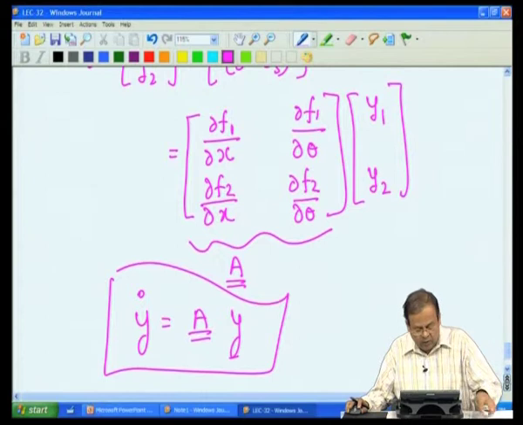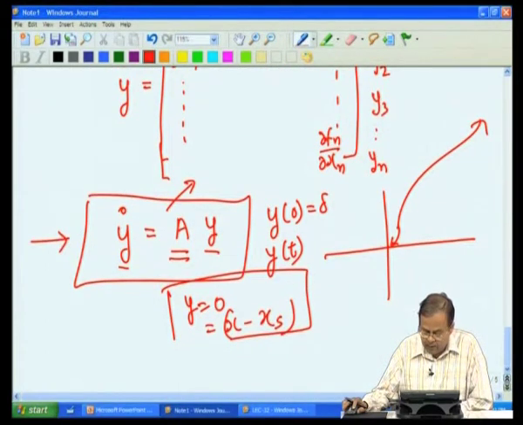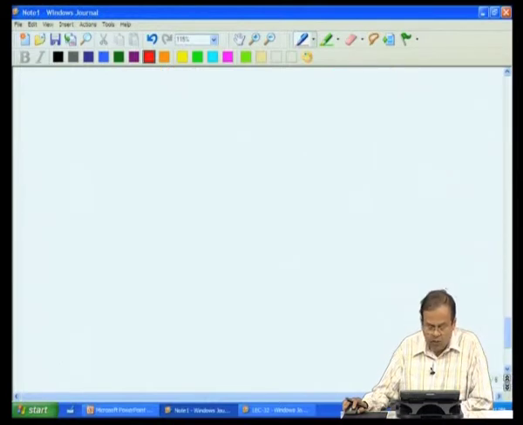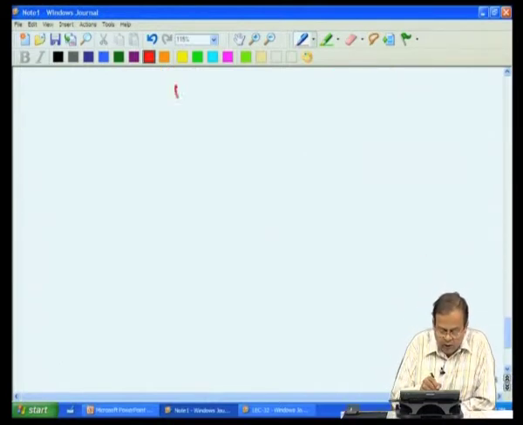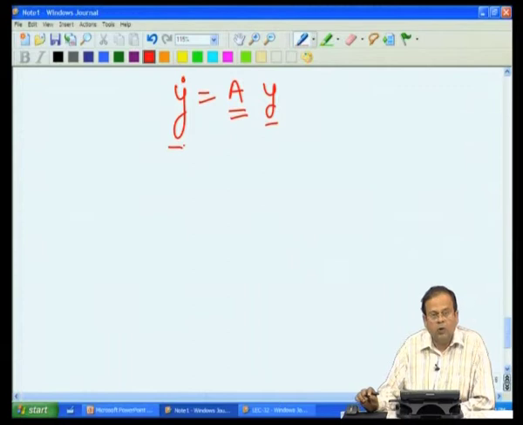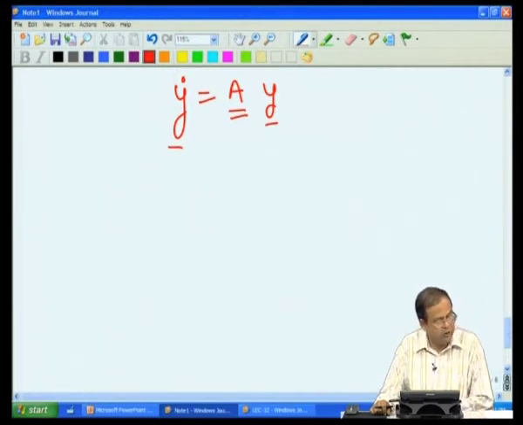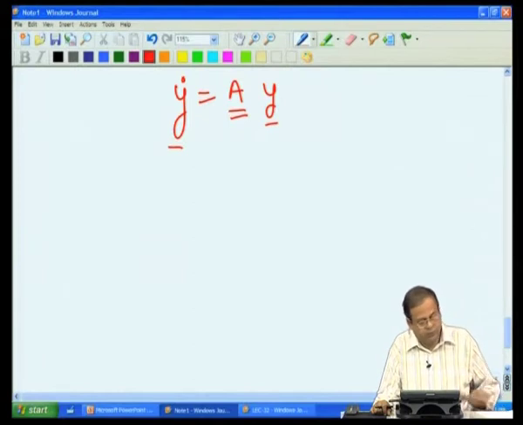Now, how do we get the solution of this y? To do that, let's look at our dynamics. y dot equal to A y, where y is a vector and A is a matrix. Now, I want to look at the solution of this matrix system. Okay.